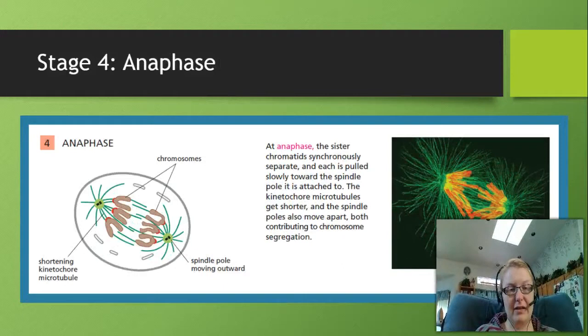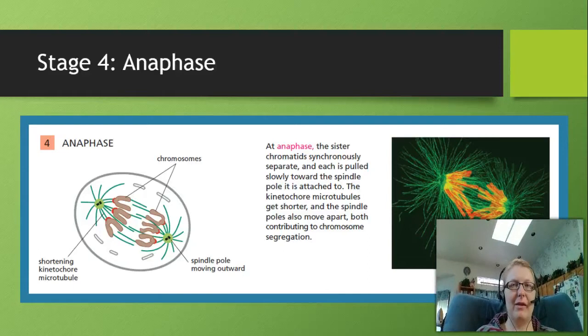And that's anaphase, and this is where the microtubules are going to start to pull apart from each other so that the chromosomes are going to pull apart. Because remember, the key to this whole process is to ensure that we have an equal number of chromosomes and the same type of chromosomes on each side.